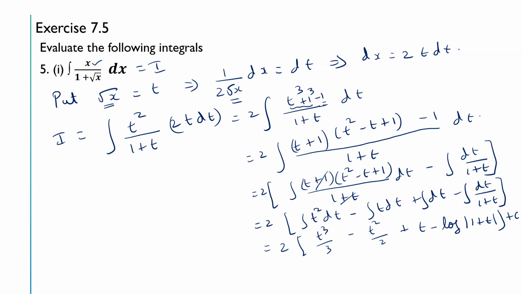Now we can substitute t as root x to get the answer. So this is equal to 2 into t cube will be x raised to half the whole cube. So it is x raised to 3 by 2 divided by 3 minus t square will be x plus t will be root x minus log mod 1 plus root x plus c. So this is the answer for the given integral.